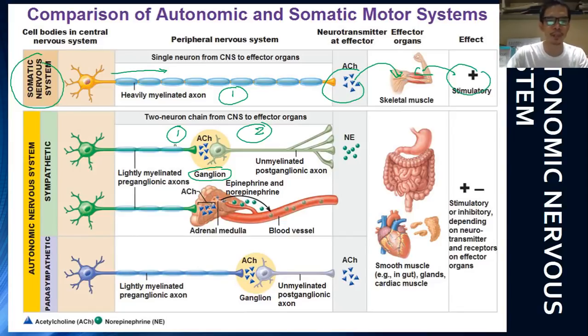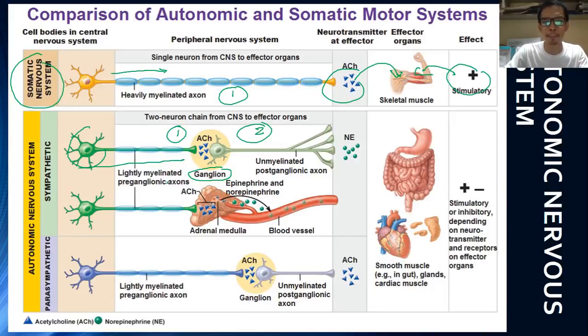Alright, let's start first with the sympathetic nerves. As I've said earlier, it is connected to the thoracolumbar part of your spinal cord. These particular nerves are lightly myelinated compared to their brother, the somatic nervous system. In terms of insulation, the somatic nervous system is more heavily insulated than the sympathetic ones.